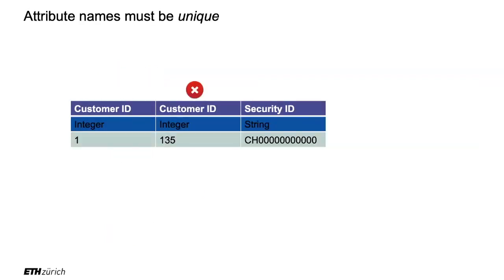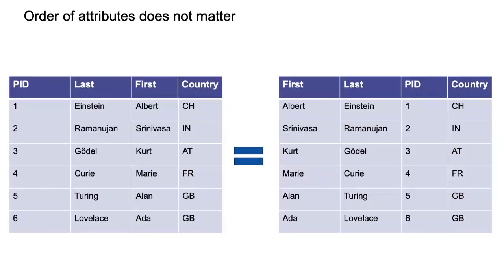Okay. And now, for my mathematical definition, I have a few constraints that I need to put. I want a few things to happen. The first thing that I'd like in my relational table is for the names of my columns, also called attributes, to be unique. I don't want to have the same name twice. So customer ID twice, I do not want to accept that. That's not okay, right? So they must be unique.